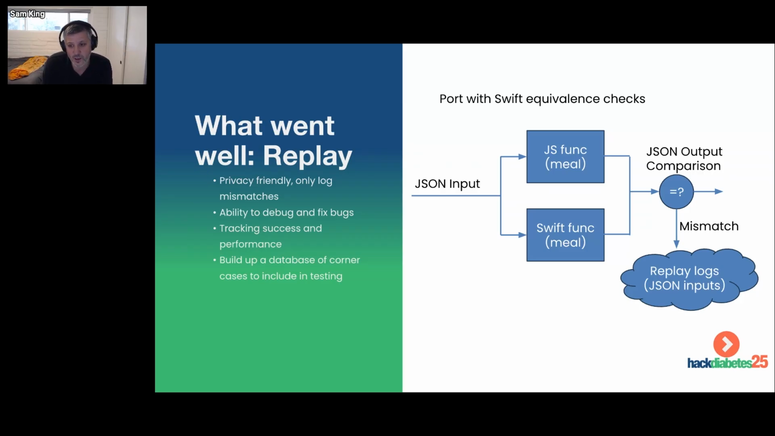In addition to logging the inconsistencies, when there's success we won't log the inputs, but we'll at least keep track of how long the algorithm took to run, whether it was successful, and so on. Finally, we're building up a database of really interesting corner cases, so that when we get a really nasty bug, we keep a record of it. That way, as we continue to change it and make improvements, we can always go back and replay all of the old logs to make sure that we didn't make a mistake that broke something that used to be working. In the end, I think our replay system is something that I'm pretty happy with. Next slide.